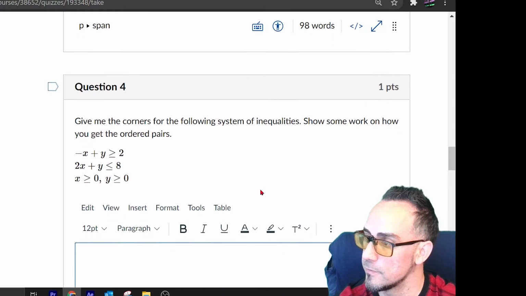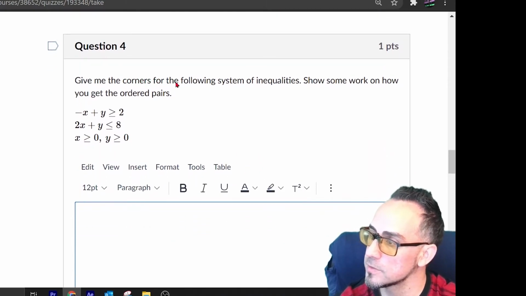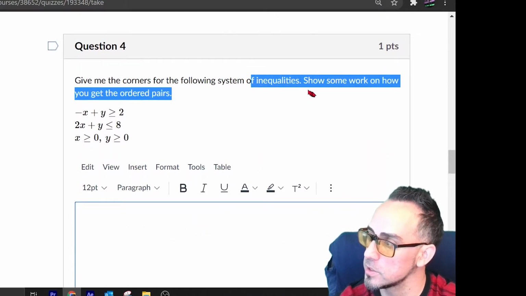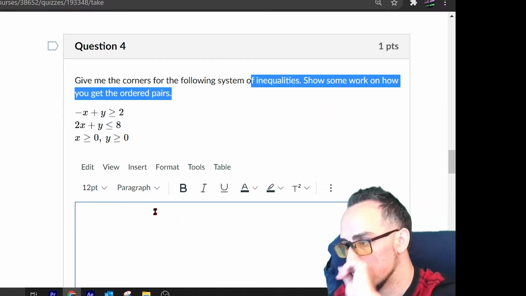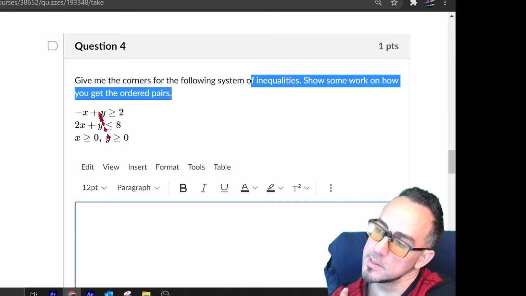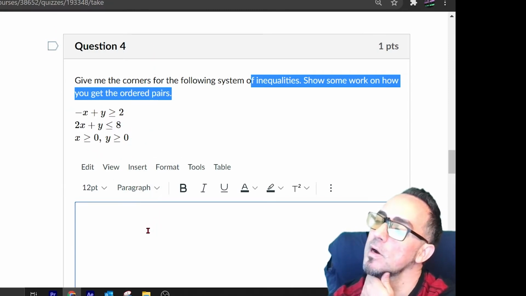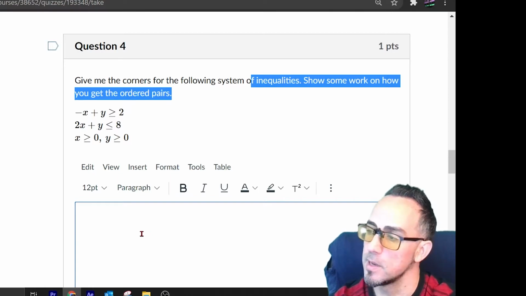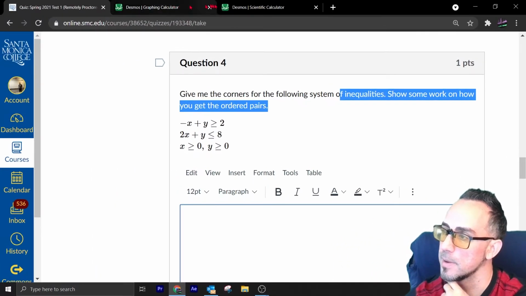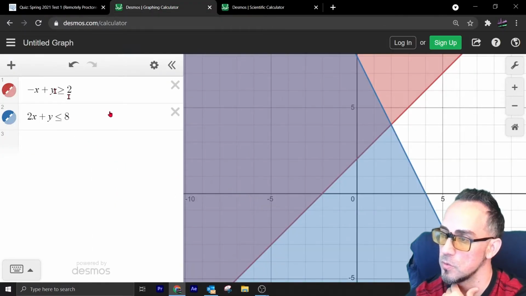Okay, question number 4. Give me the corners for the following system of inequalities. Show some work on how you got the ordered pairs. Alright, this is a system of inequalities. I have a hard time doing this online. I would need to get my iPad out, and I don't want to get my iPad out right now, so I'm just going to show you what they are.